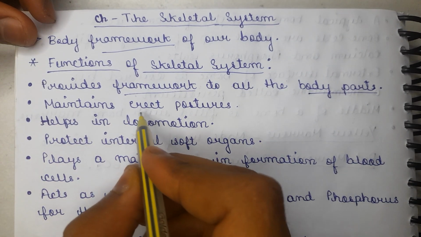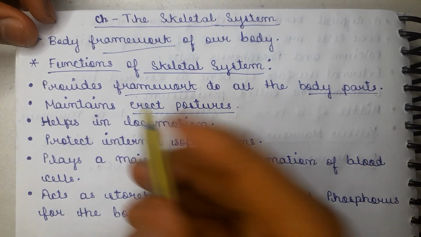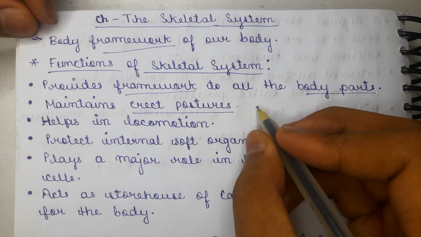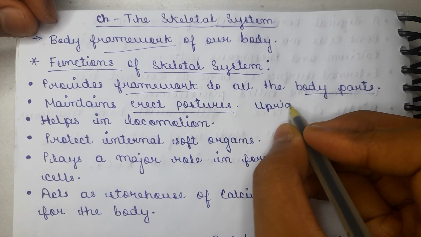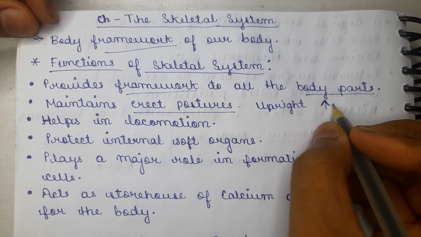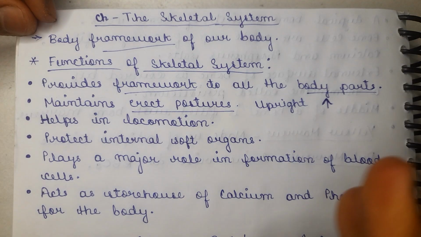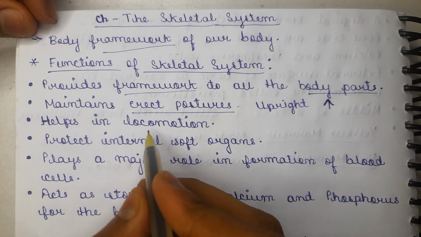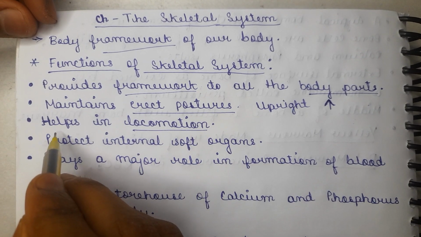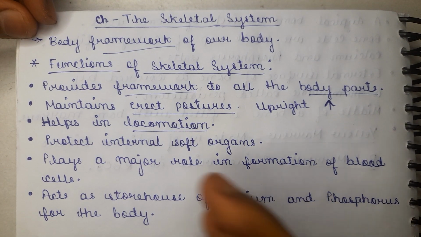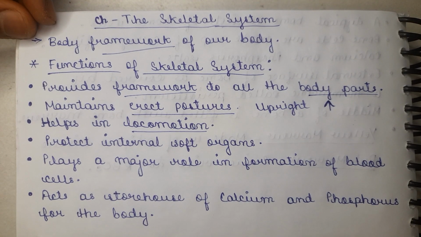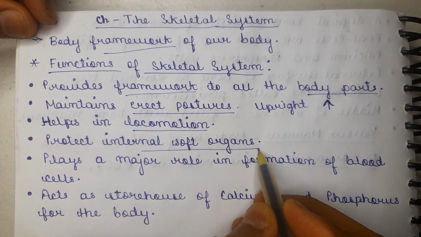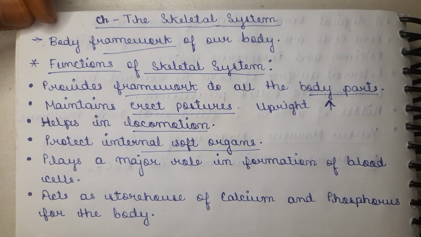The second one says that it maintains the erect posture. Erect means upright position, like this, in a straight way. So it helps the body to stay straight. The third one says that it helps in locomotion. It means it makes us able to move from one position to another due to the presence of the skeletal system. The fourth one says that it protects the internal soft organs, like our heart, liver, and brain.